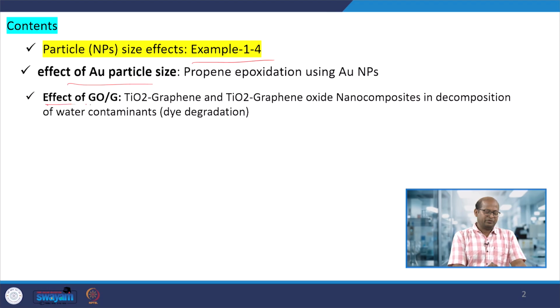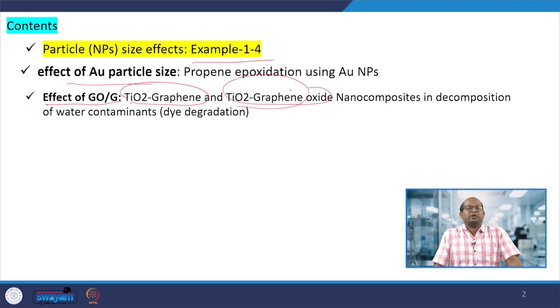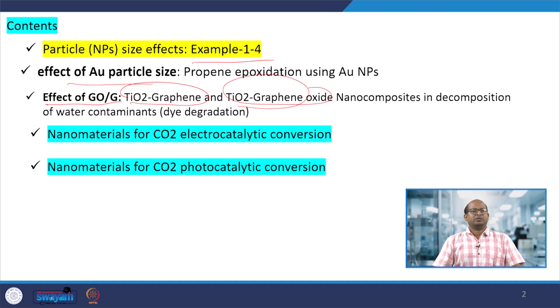Also graphene oxide, that is also a carbon based nanomaterial, would be combined with titania. So, then titania graphene or titania graphene oxides may form. So, that nanocomposite material also would be discussed for the degradation of contaminants present in wastewaters. At the same time, by considering other nanomaterials we will discuss CO2 conversions, that may be electrocatalytic conversions or photocatalytic conversions of CO2 into value added products.